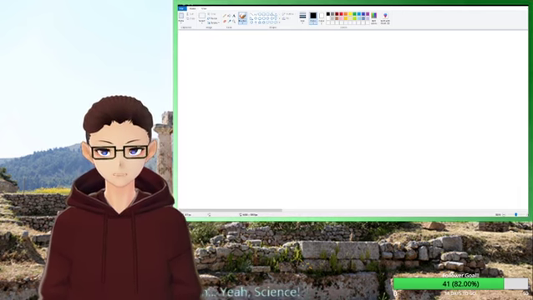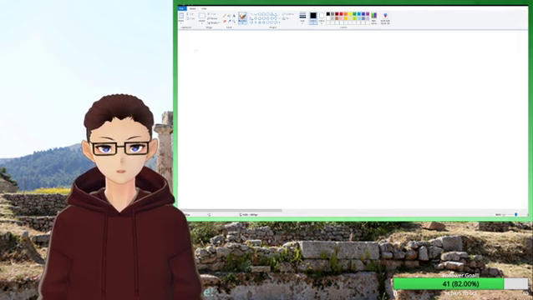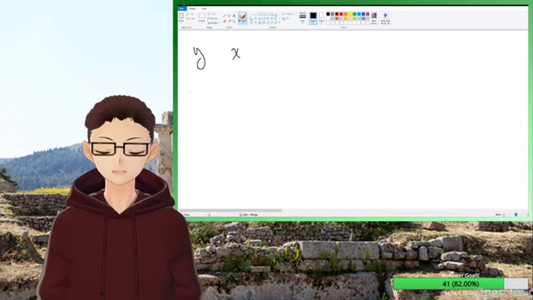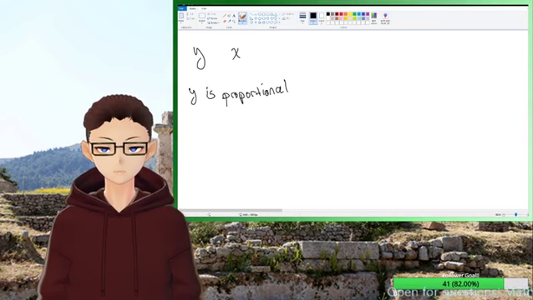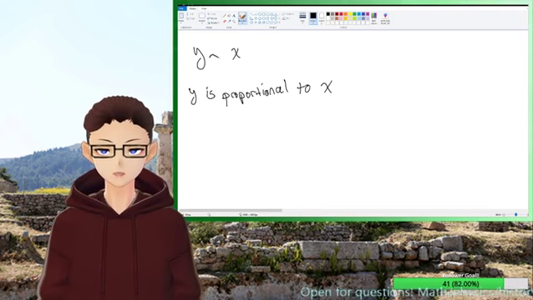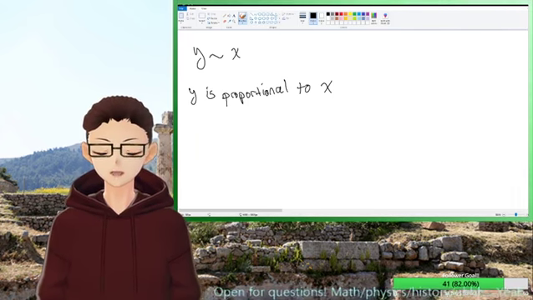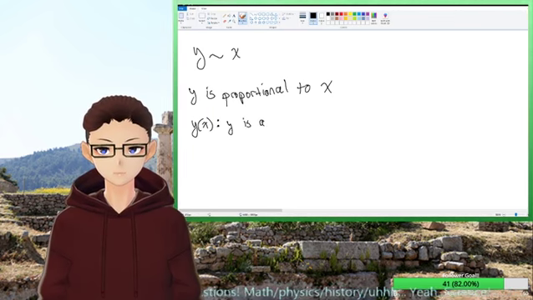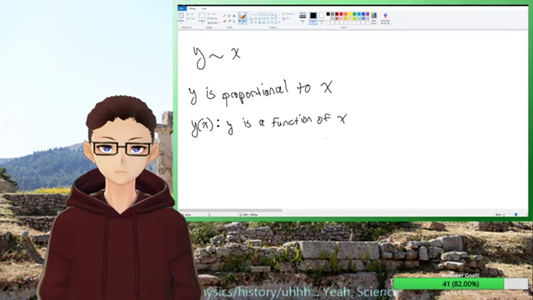So first, proportionality. Here's some notation. Say we have two variables, things that change, y and x. And let's say that y is proportional to x. The symbol that I use to denote proportionality is a tilde. What this is saying is that not only is y a function of x, we also know what that function looks like.